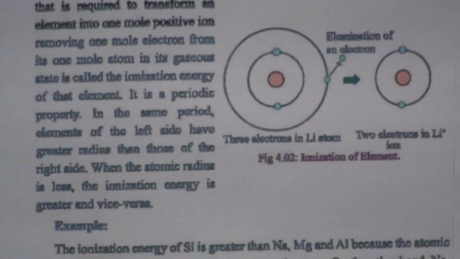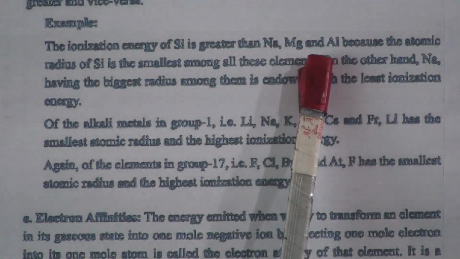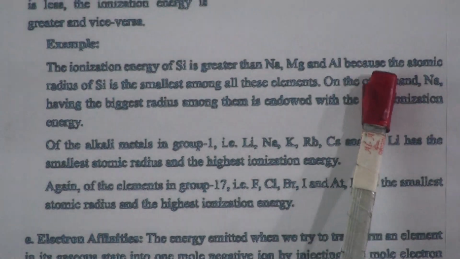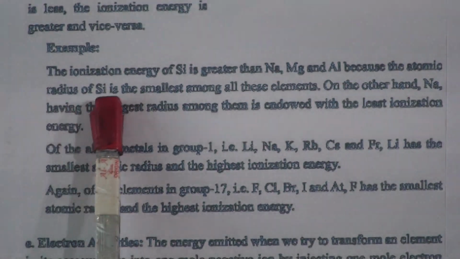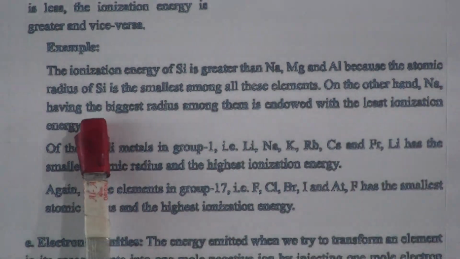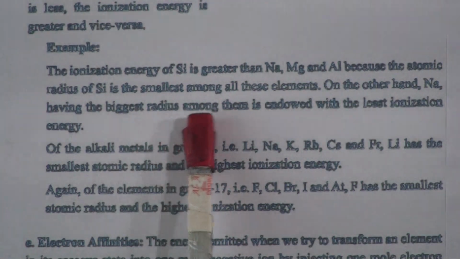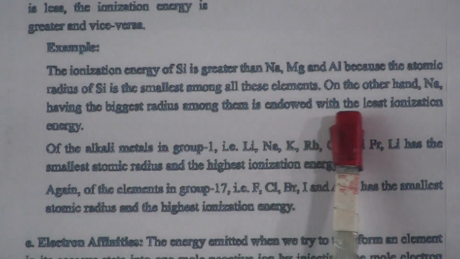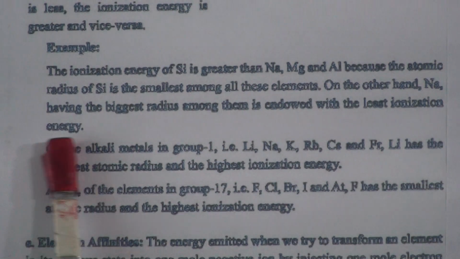Now come to the example. Ionization energy of silicon is greater than sodium, magnesium and aluminium, because the atomic radius of silicon is the smallest among these elements. On the other hand, sodium has the biggest radius among them and is endowed with the least ionization energy.